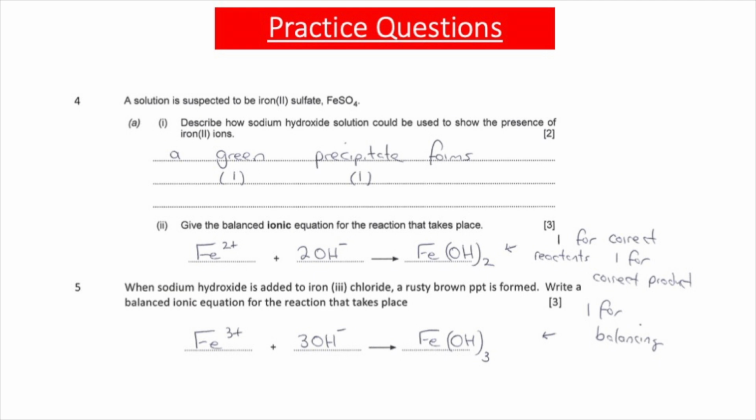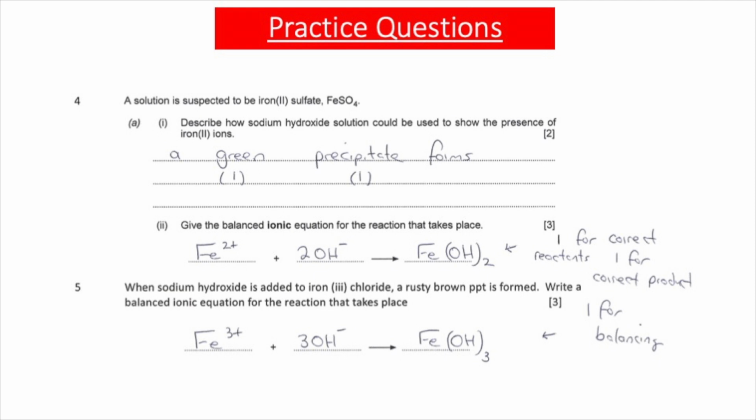So now let's go for the answer to question 5. Now this says, when sodium hydroxide is added to iron 3 chloride, a rusty brown precipitate is formed. Write a balanced ionic equation for the reaction that takes place. So this would be Fe3+ plus 3 OH- ions forms Fe(OH)3. And once again, the OH is in brackets. Now, once again, there's 1 mark for the reactants, Fe3+ and OH- ions, 1 mark for the product, Fe(OH)3, and 1 mark for the balancing.